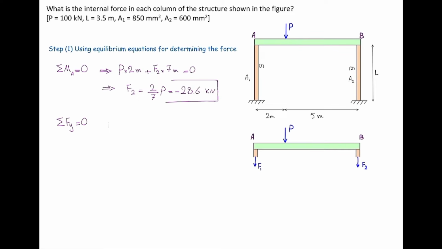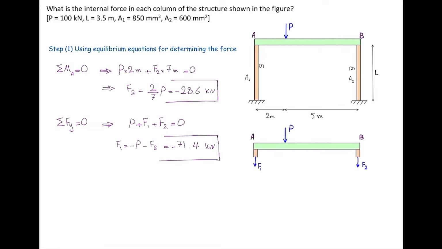In a similar way, we can determine internal force in element number 1 using sum of the forces in the y direction. P plus F1 plus F2 is going to be equal to 0. F2 is already negative and determined, so I can determine F1 based on the other two variables. So we have determined the internal forces in these two elements. Negative sign in these cases means that the element is going to be under compression. Alright, the problem was determinate, and I could determine the internal forces just by equilibrium equations.